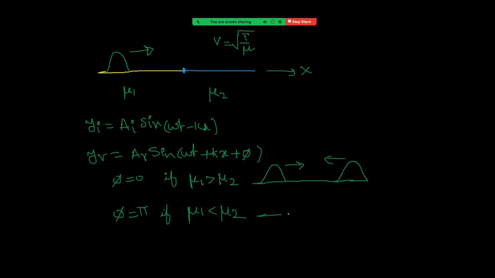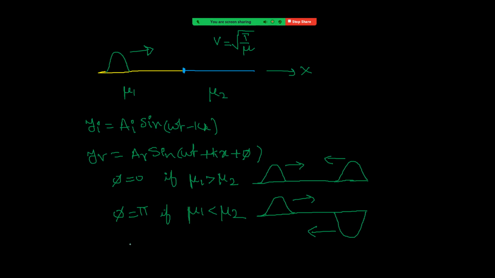See the meaning of that. This is the incident pulse. After reflection, the pulse will be like this. It gets inverted, the shape gets inverted. That is the meaning of phi equal to pi.